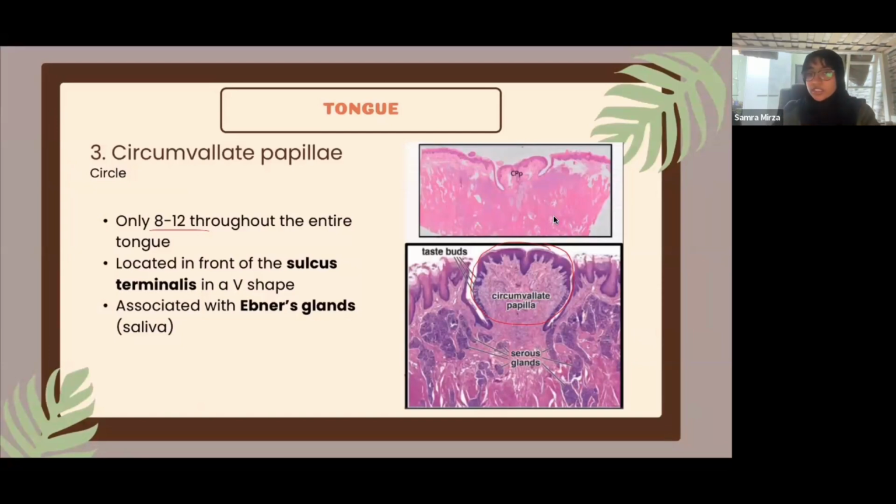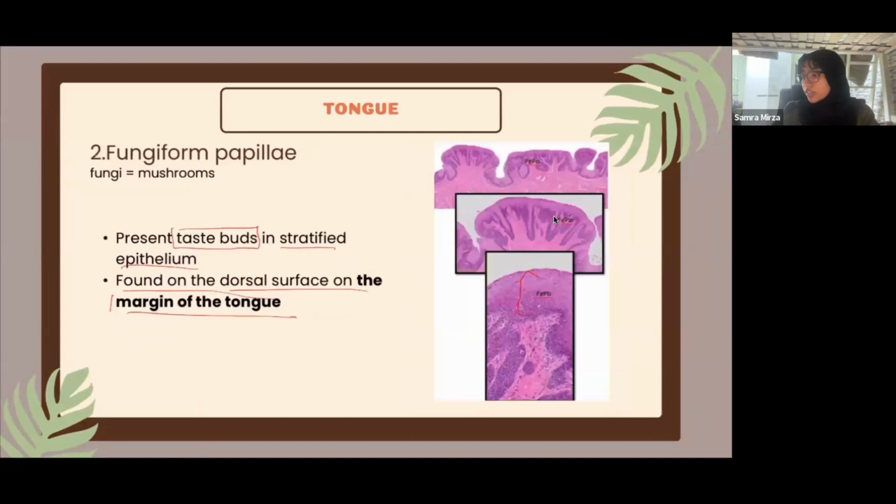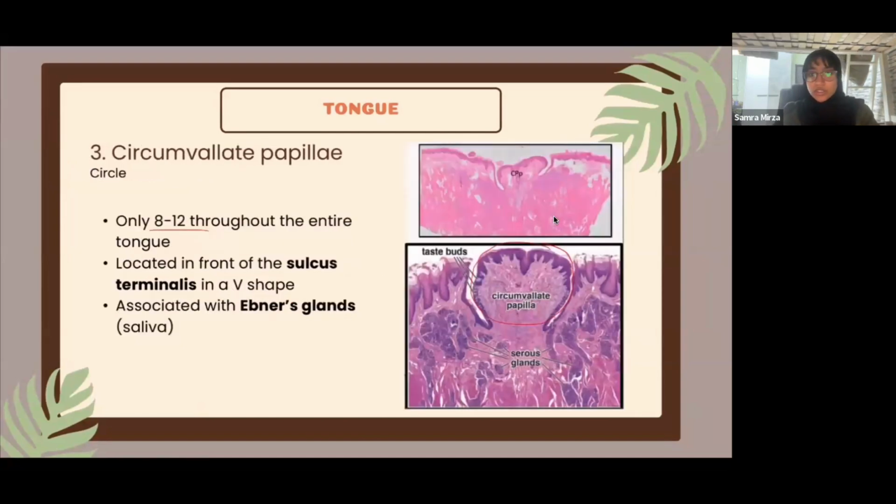So if you see this in the exam and you're wondering, is it fungiform or is it circumvallate, in the previous one there are adjacent structures next to each other. But in this one, since there's only a specific amount on the tongue, you're only going to see one in one area. You're not going to see them beside each other. So this is something you can use to differentiate.